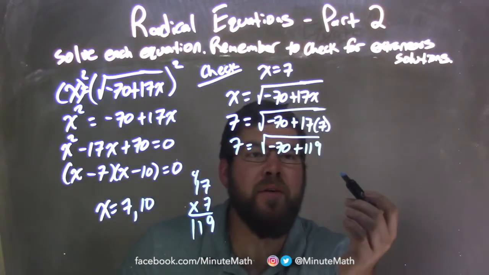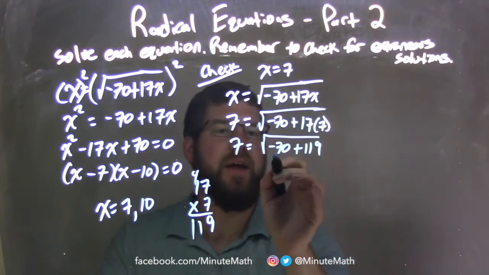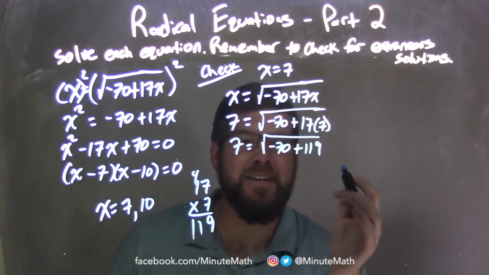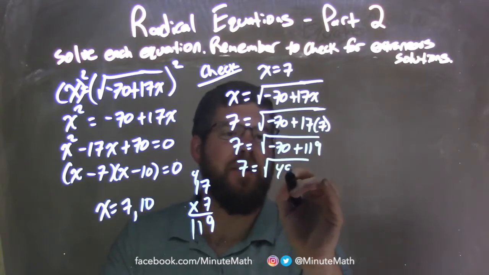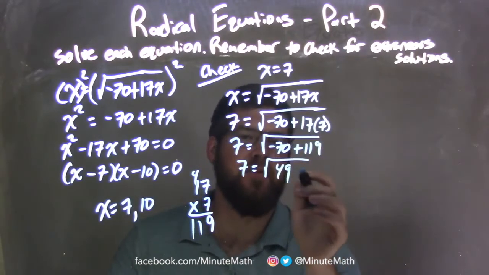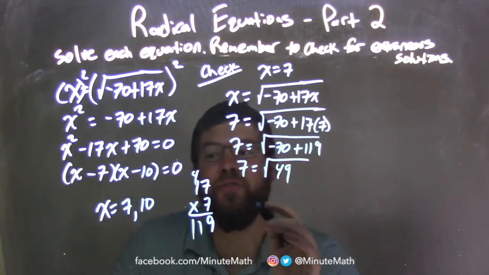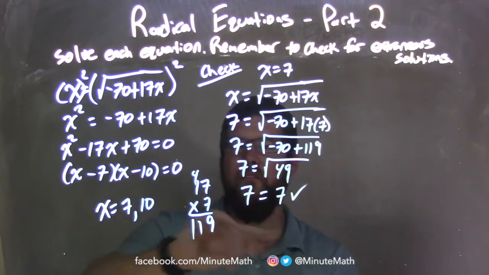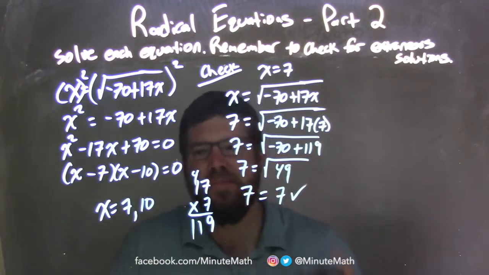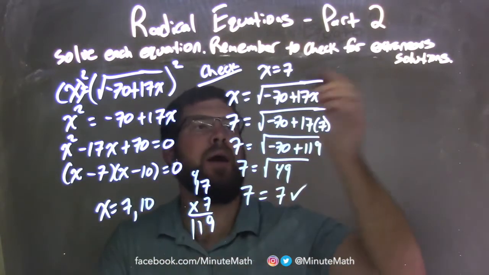Negative 70 plus 119 is 49 units apart, so we have 7 equals the square root of 49. 119 minus 70, same thing, is 49. The square root of 49 is just 7, so 7 equals 7. Left and right hand side are equal. Fantastic, looking good. 7 is a true answer, but we have 2. We got to check both.